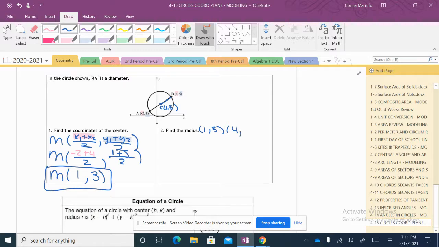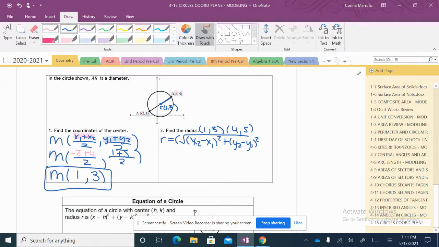So I'm going to go ahead and write down the distance formula in case you don't remember. It is going to be the square root of, we subtract our x values, x2 minus x1, and we square it, plus we subtract our y values, y2 minus y1, and we'll square it. So now we're ready to plug in.